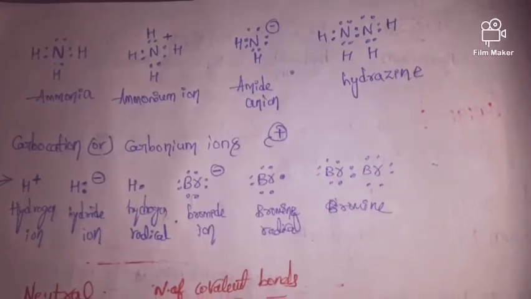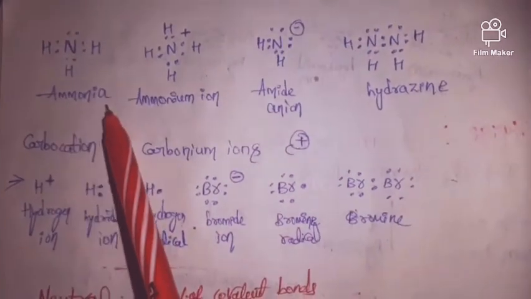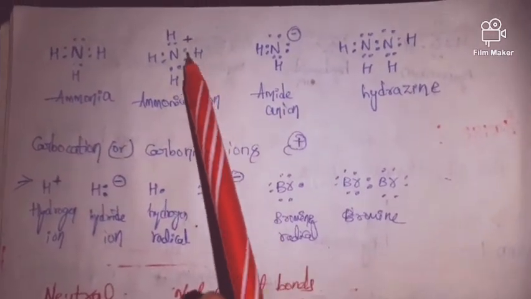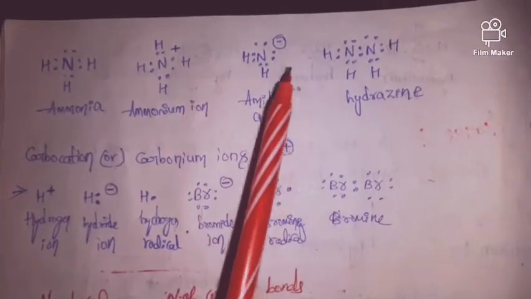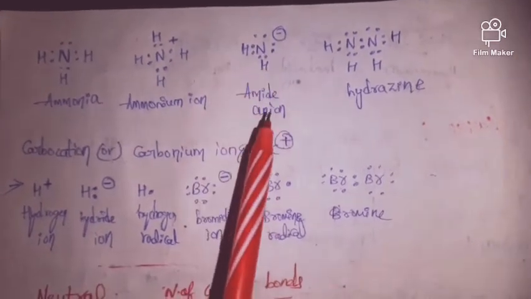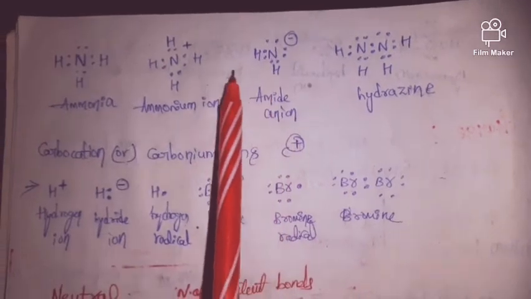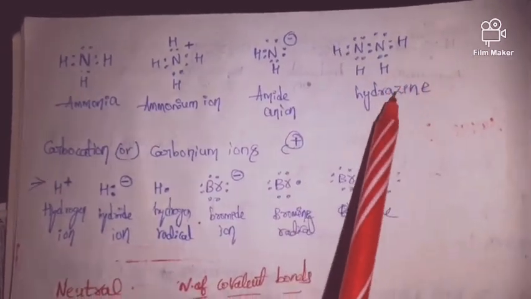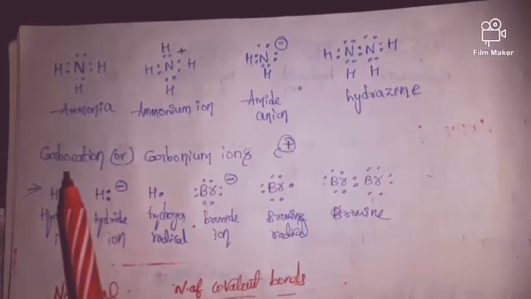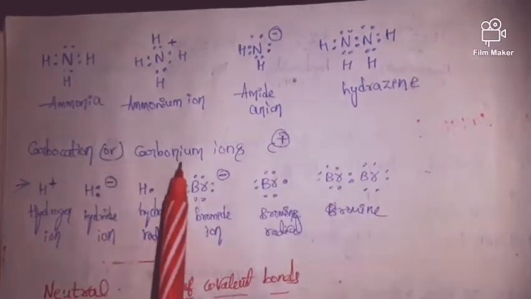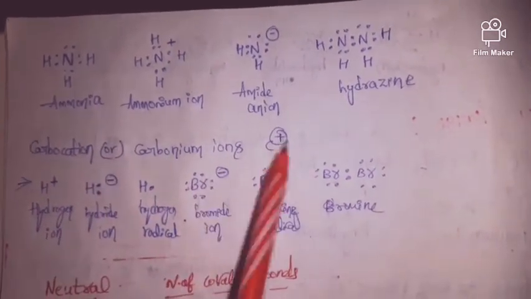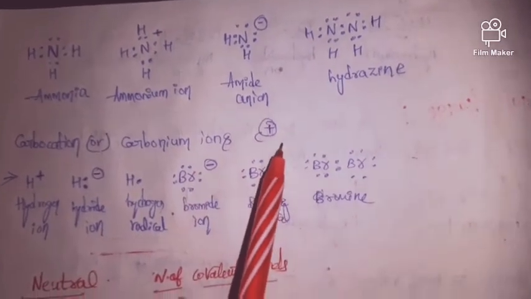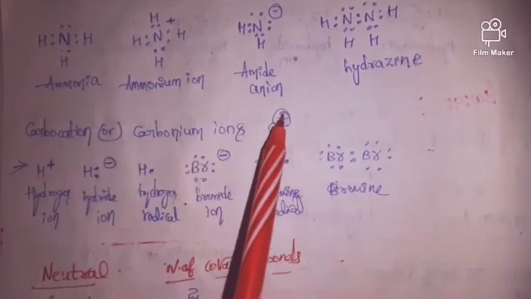Try to observe this. This is ammonia, NH3. NH4 plus means ammonium ion. This is NH2 minus, the amide anion. Hydrazine means N2H4. Next, the carbocation or carbonium ion is represented in the form of C and a cation. So this is a carbocation or carbonium ion.